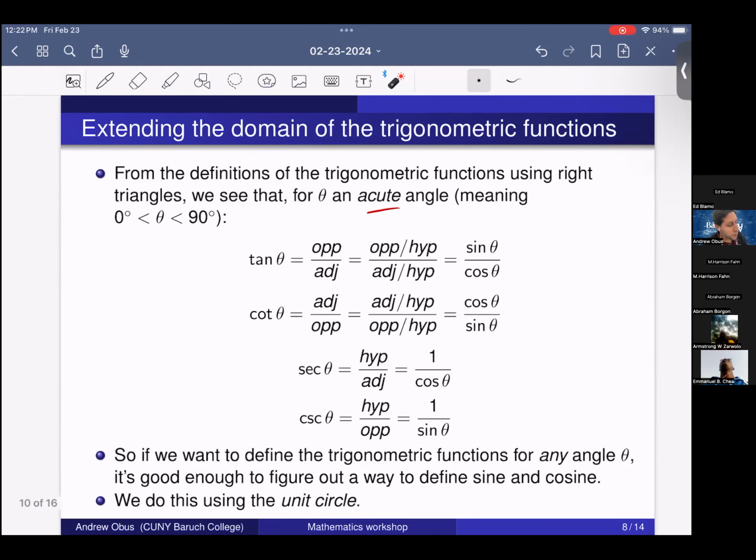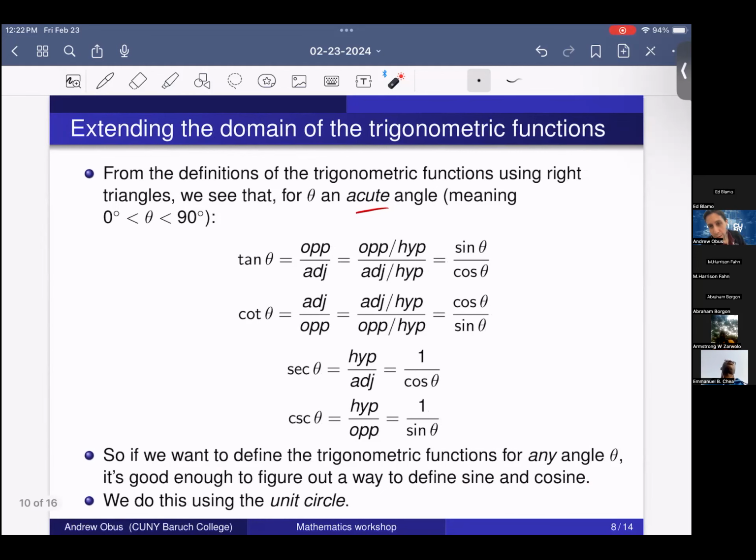And so we have to figure out how to define sine and cosine. The way that we do that is by using something called the unit circle. Okay, so our goal for the rest of the day is to define sine and cosine for any angle. And once we know that, then we can define tangent, cotangent, secant, and cosecant just by doing the correct divisions. All right. Any questions here?